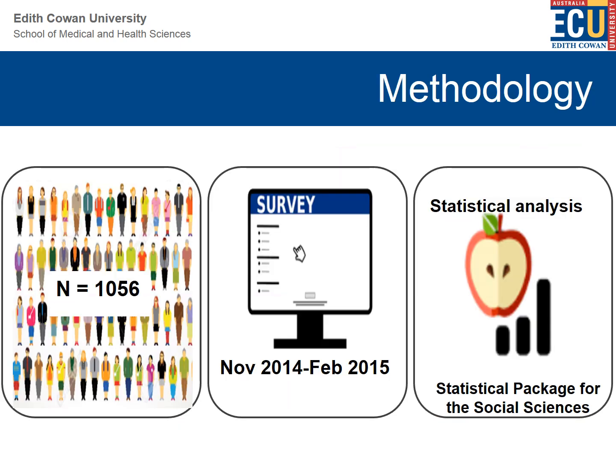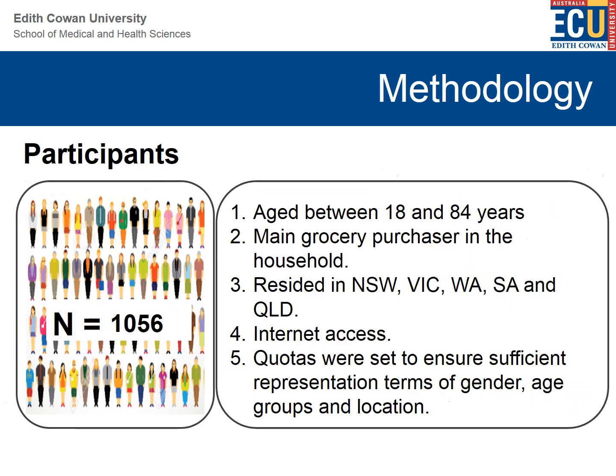The methodology of this study centered around an online survey that was administered at the end of 2014 and the beginning of 2015. The online survey was completed by 1,056 participants. These participants were aged between 18 and 84 years old, were required to be the main grocery shopper in the household, and were required to reside in one of 5 Australian states. These were New South Wales, Victoria, WA, South Australia, and Queensland.